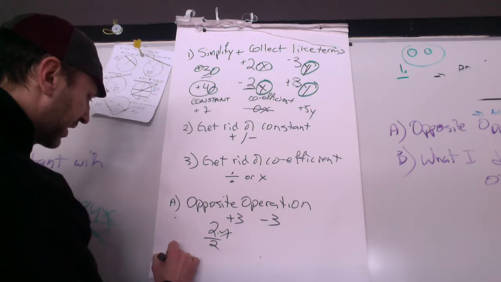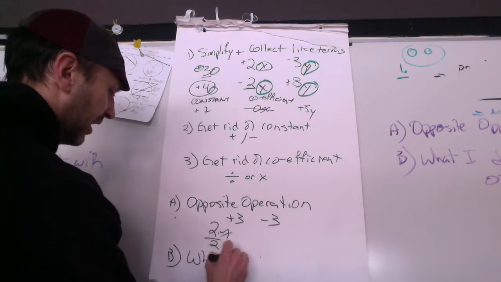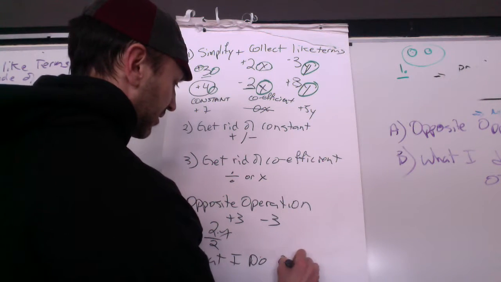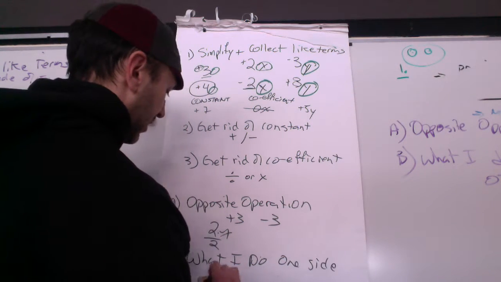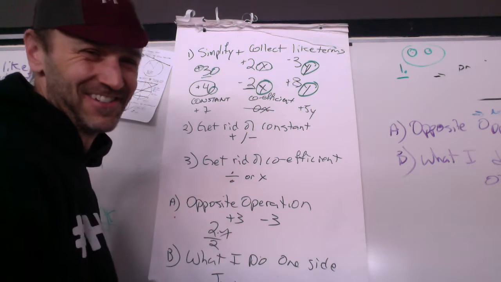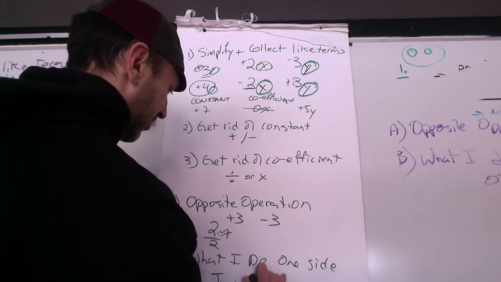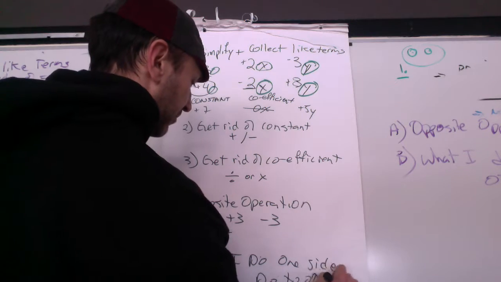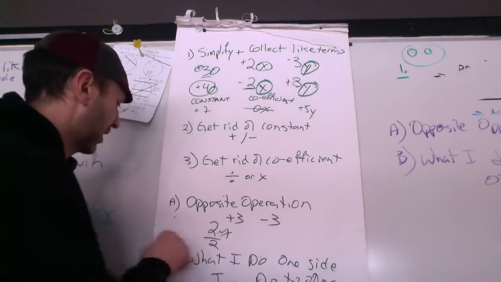Now the last one is B. What I do to one side, I finish it. I know you know the answer. You know this. You got it. Do to the other. Do to other. Okay? So, sample problem.